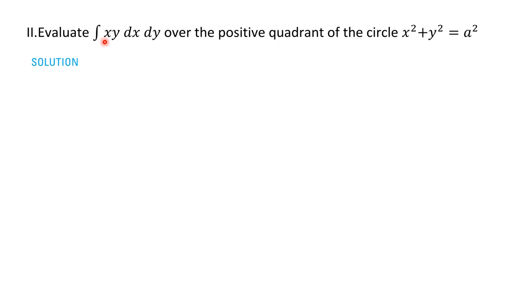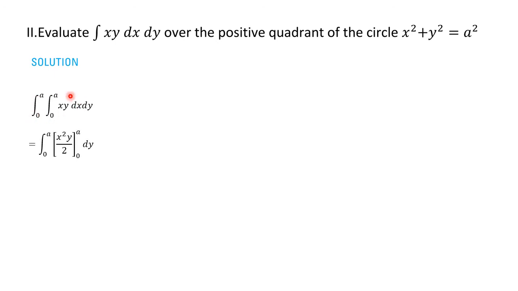Evaluate integrate xy dx dy over the positive quadrant of the circle x square plus y square is equals to a square. First we have to find the limits of x and y. So we are given a circle whose radius is a. So it means that the limits of x are from 0 to a and the limits of y are from 0 to a as well.